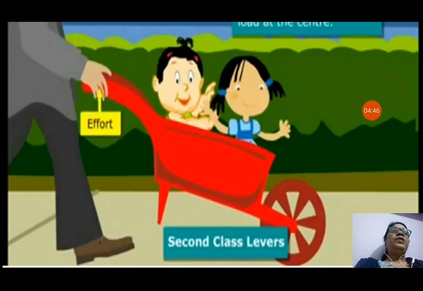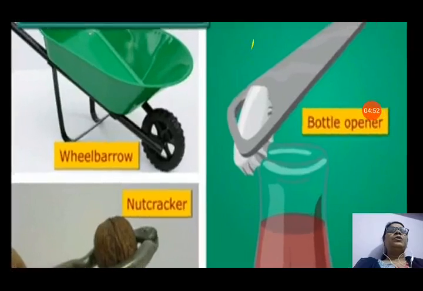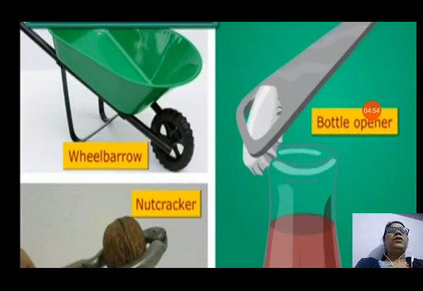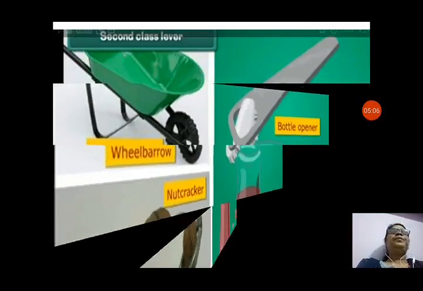You can see in the wheelbarrow. A wheelbarrow is also a type of second class lever. Different examples of second class lever you can see: a wheelbarrow, a nutcracker, where you can also see the load is in between, and bottle opener also, the load is in between. So this type of levers are second class lever.